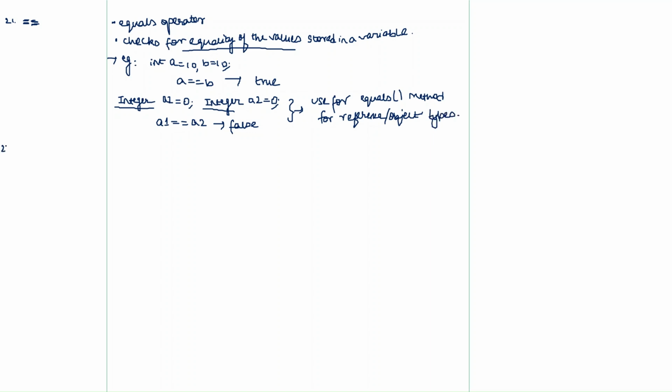All right. The 22nd is the not equals operator. So basically, if I say a is 10, b is 12, and if I write a not equals b, this gives me true. There is nothing that we need to know much about this one.